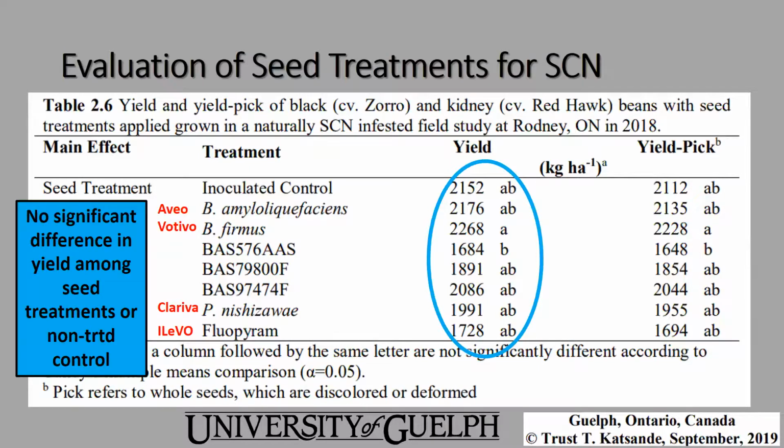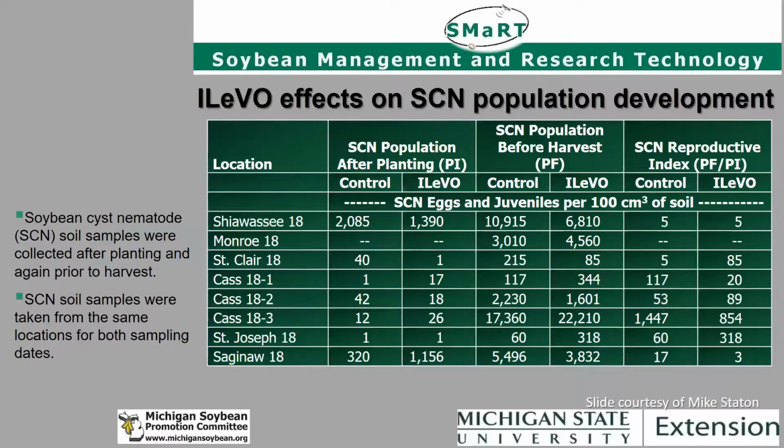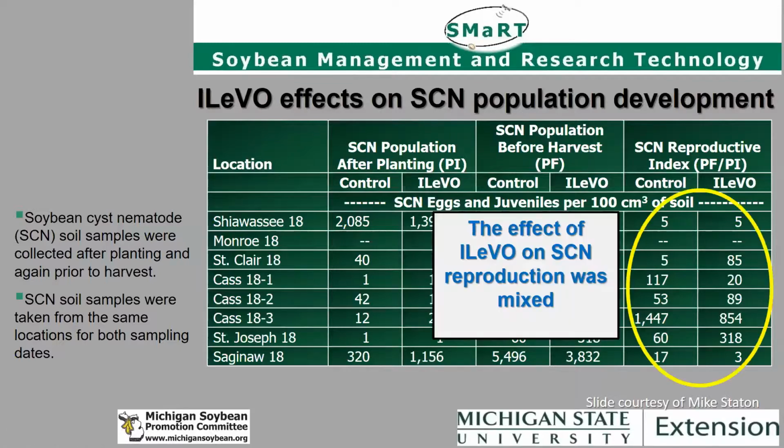And we see in this instance, none of these treatments had any benefit over the non-treated control. And this was a field that had natural levels of infestation. If we look at another trial here from Michigan State, this is looking at that Ilevo. This is the same trial that we looked at with sudden death syndrome, but this is looking at the nematode, and we're looking at SCN reproduction from planting to harvest.